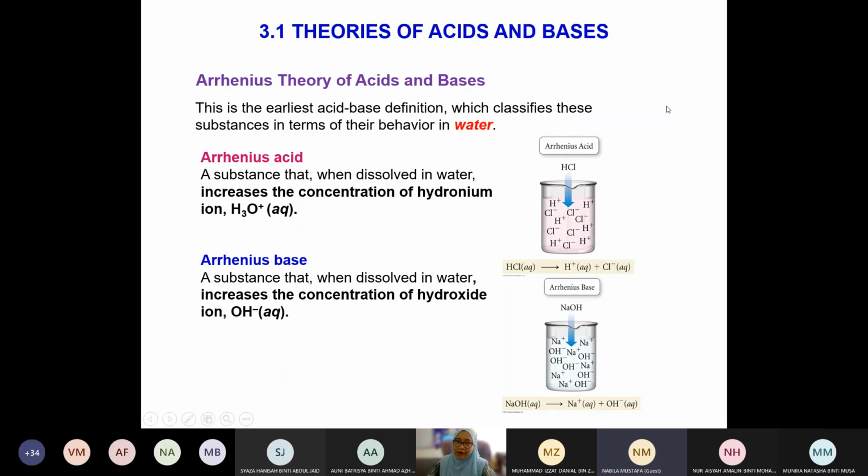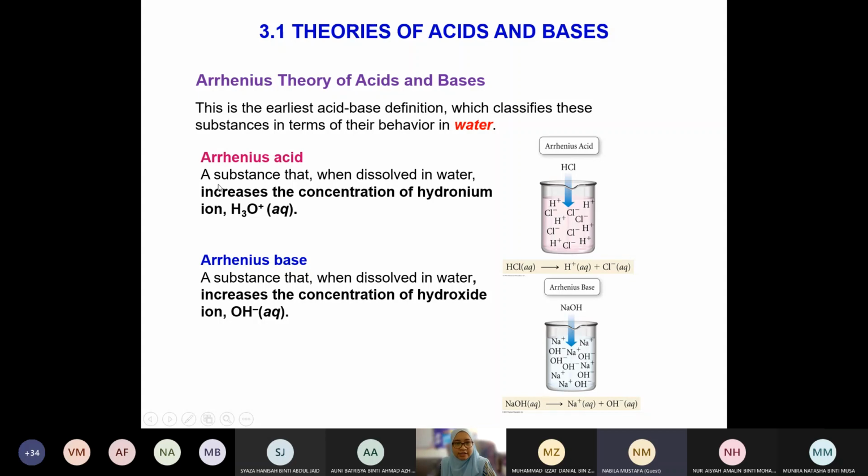Okay, let's start with Arrhenius, guys. Arrhenius theory of acids and bases. This is the earliest acid-base definition. Yang paling tua lah, senang cerita. Okay, Arrhenius is a scientist. This is the earliest acid-base definition which classifies substances in terms of their behavior in water.